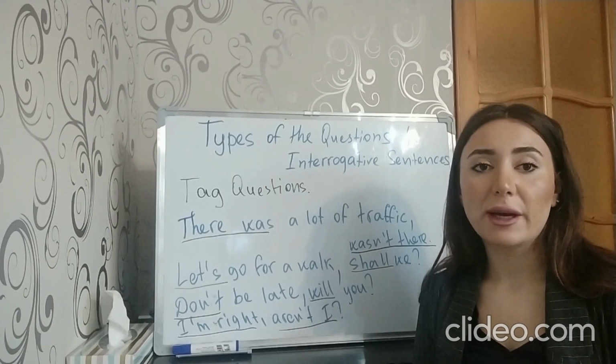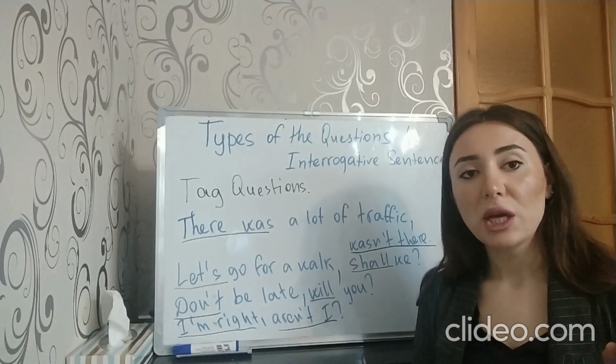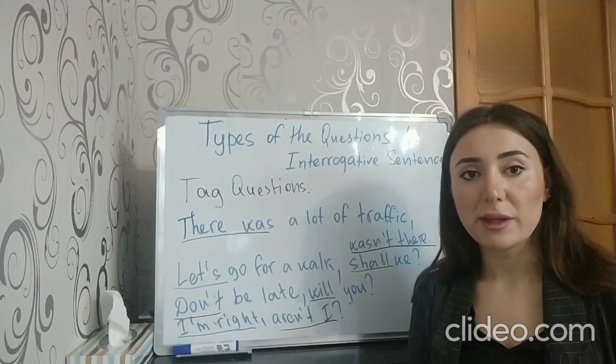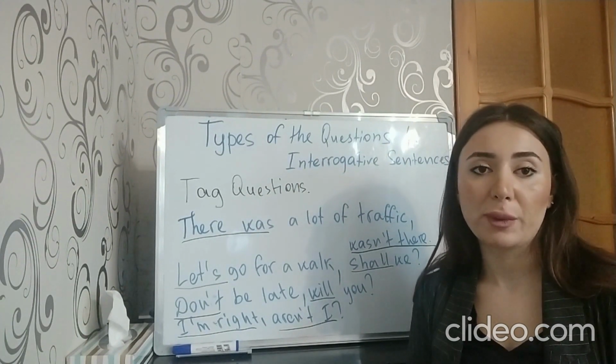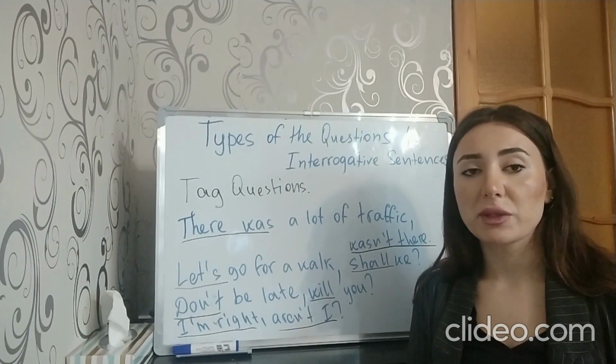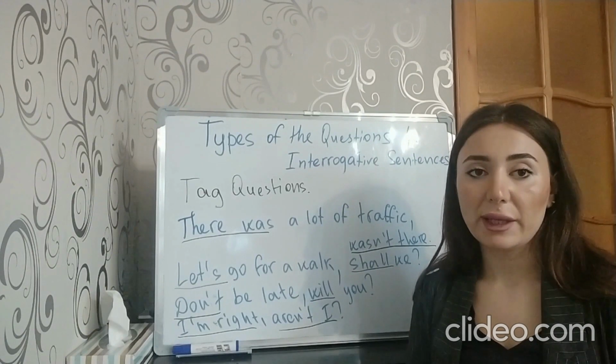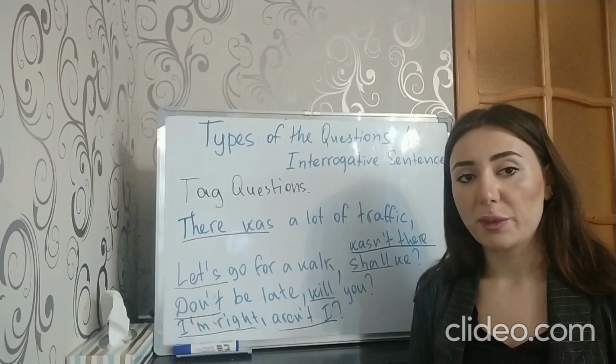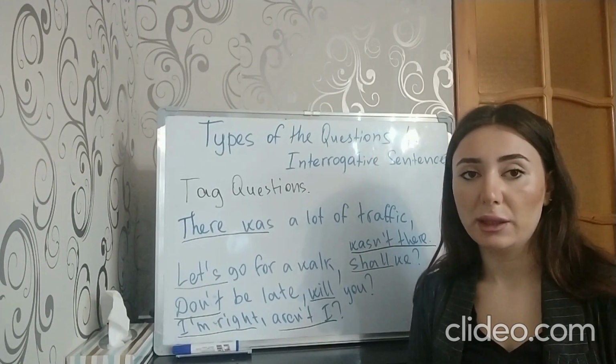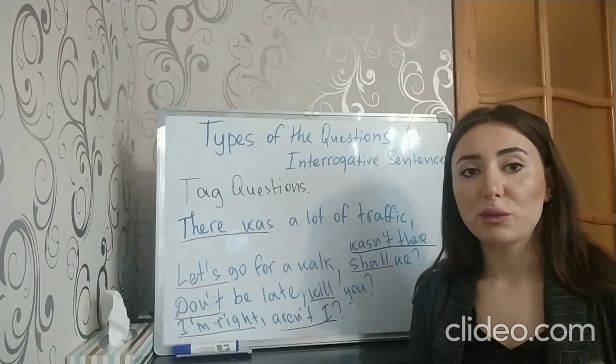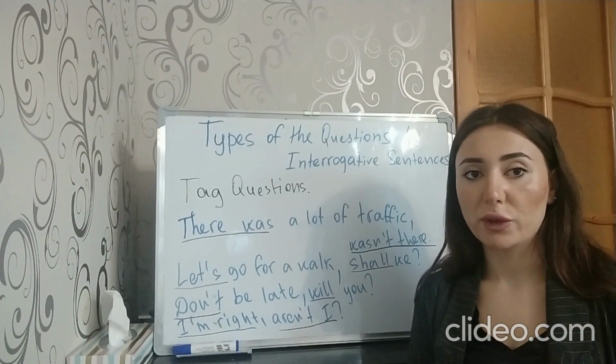The conclusion is that tag questions consist of two parts. The first part is the general sentence, and the second part is the short question to the first part. If the first part is positive, the second part must be negative, or if the first part is negative, the second part should be positive. Remember that you must use the same auxiliary verb.